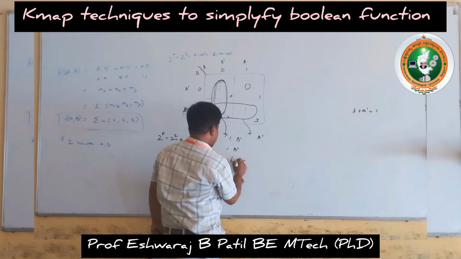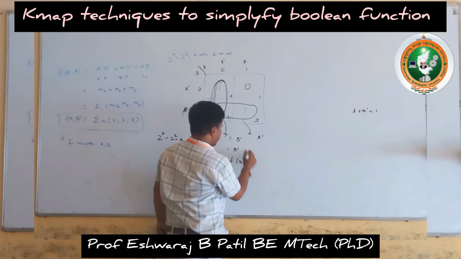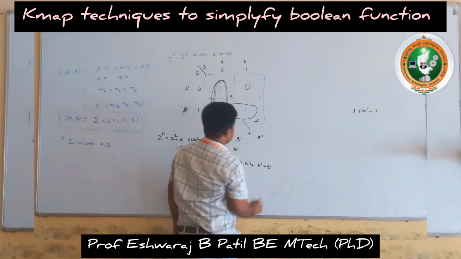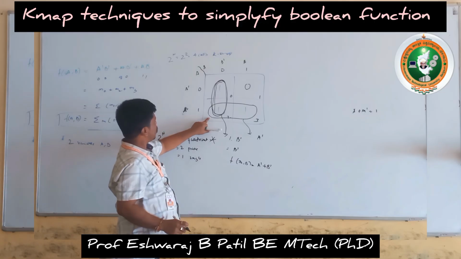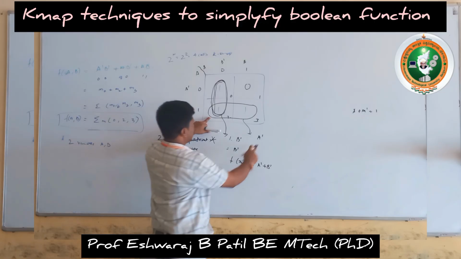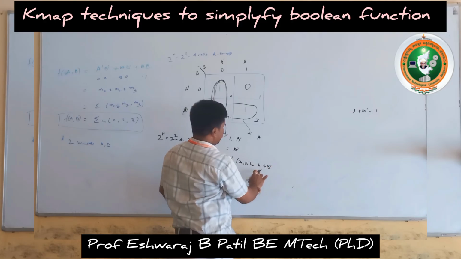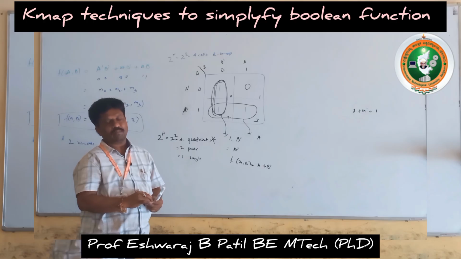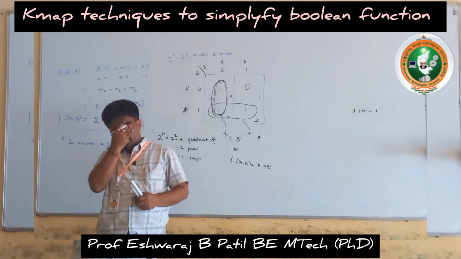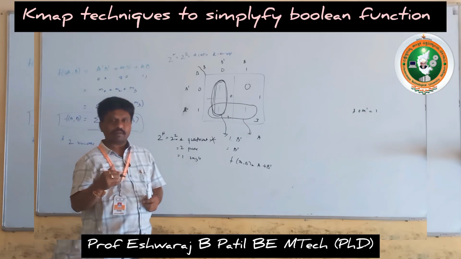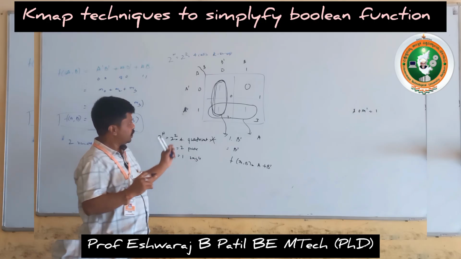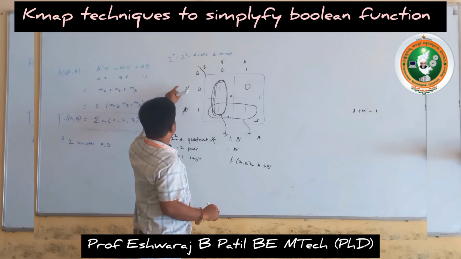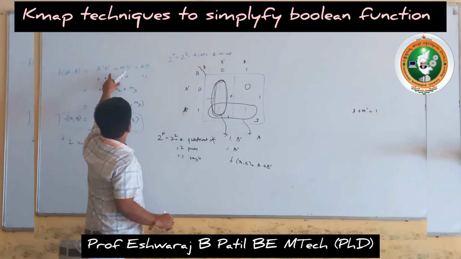Okay, next consider f of a comma b. The value is a dash plus b dash. We got from this the answer, sorry, a dash plus b, a plus b dash, we got the answer. Whether we got the answer correct or wrong, we'll check, because it is a 2 variable KMAP, a 2 variable boolean function. We can check the answer by applying the boolean laws.